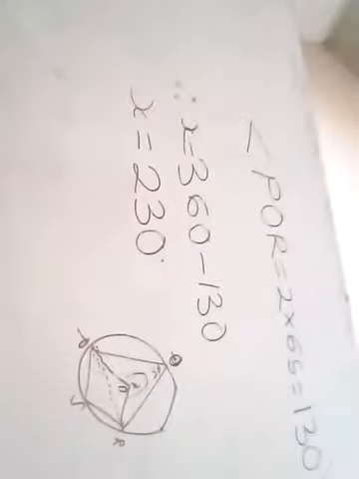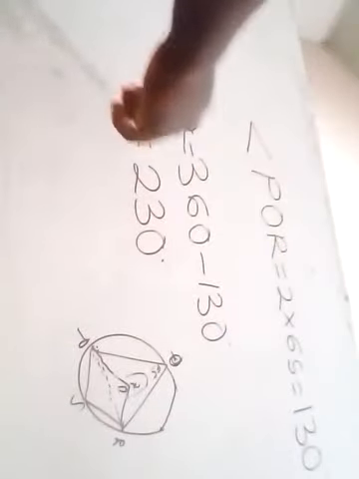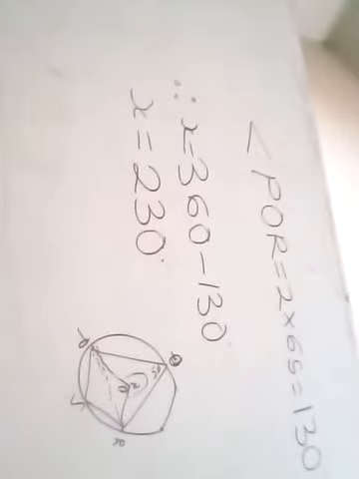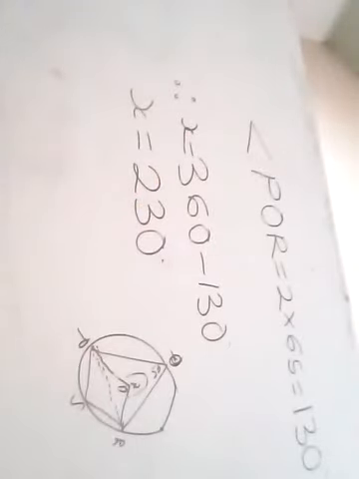It's a reflex angle. So reflex angle is not equal to 360 degrees. Okay. So 360 degrees minus 130 degrees is equal to 230 degrees. So the angle here is what? Angle at a point is 360 degrees. So the angle here is 230 degrees.